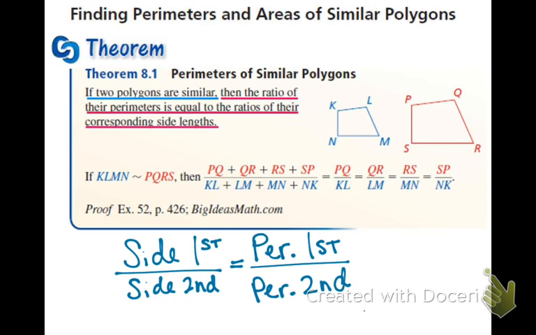So you would know where to look. The only thing that matters is that these two sides have to be corresponding. They do have to be corresponding sides. That is the formula: side of the first over the side of the second equals perimeter of the first over the perimeter of the second.